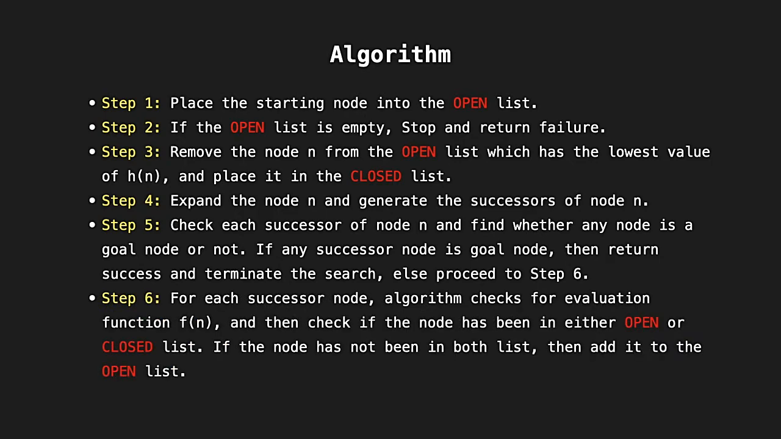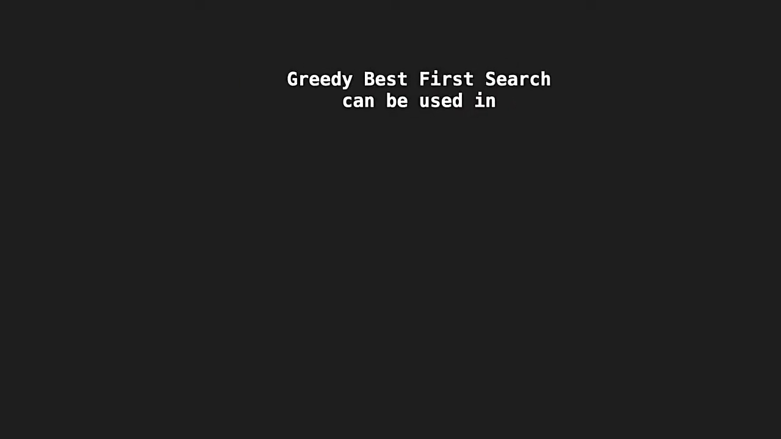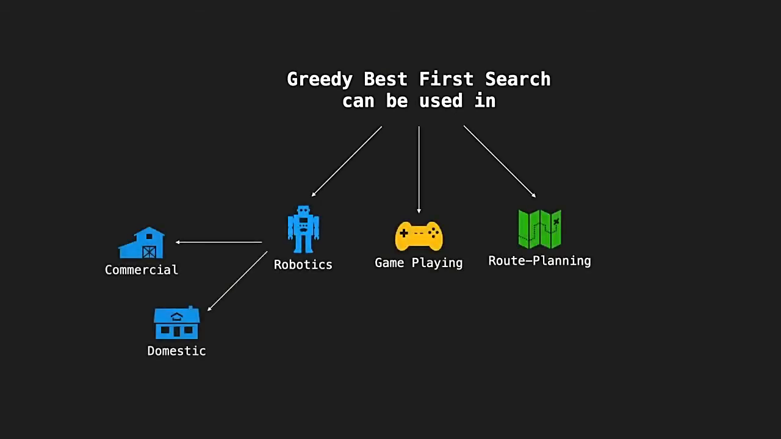Step 6. For each successor node, we check the function f of n. If it is not present in both the open list and closed list, we add it to the open list. Step 7. Return to step 2. Greedy best first search can be used in different applications, from robotics to game playing to route planning.